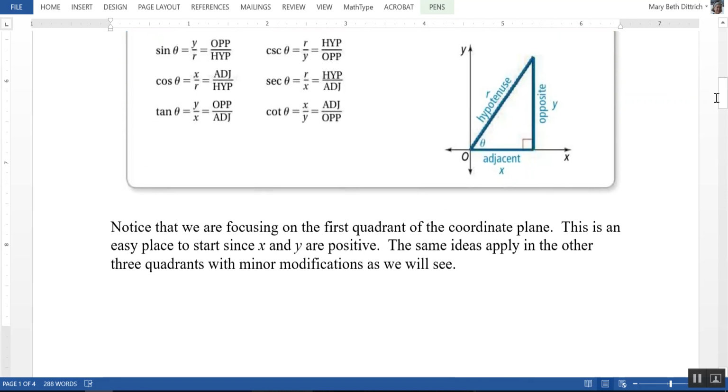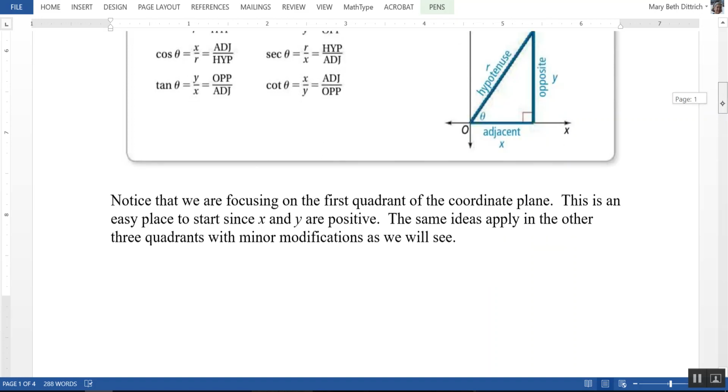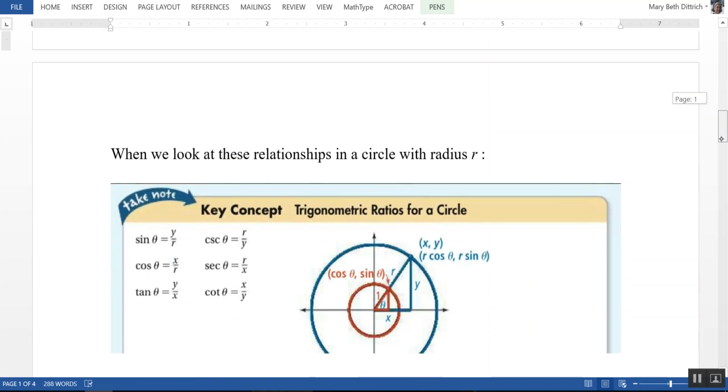You'll notice that we're focusing on the first quadrant of the coordinate plane. This is an easy place to start because both of our x and y values are going to be positive. The same ideas and everything that we do applies in the other 3 quadrants with some minor modifications, basically just being aware of when x is positive or negative and when y is positive or negative.